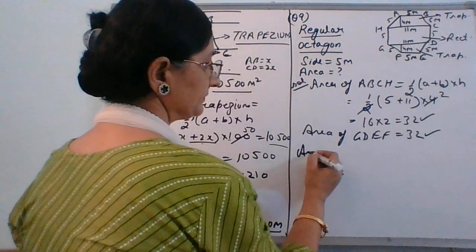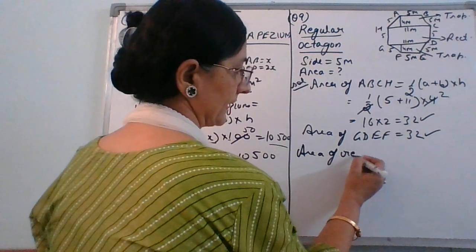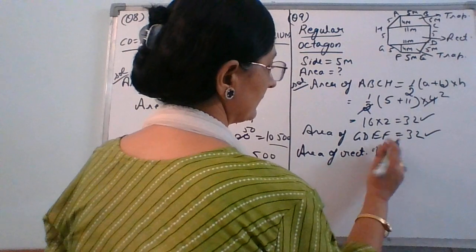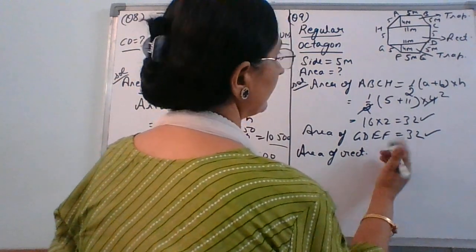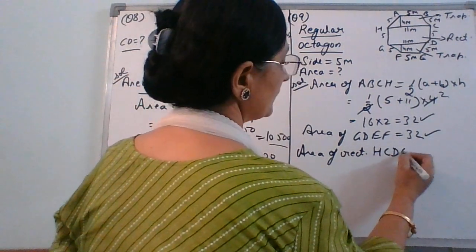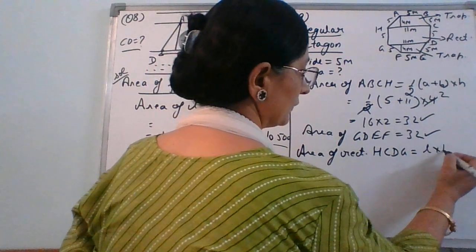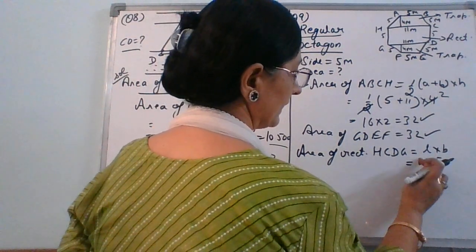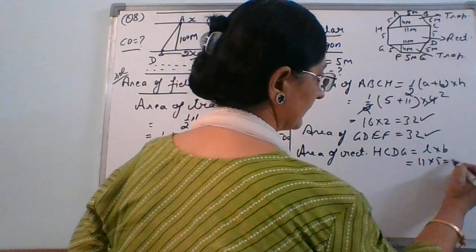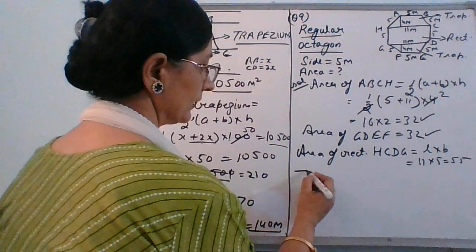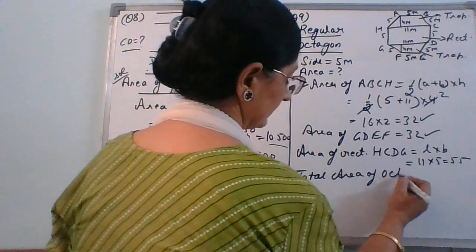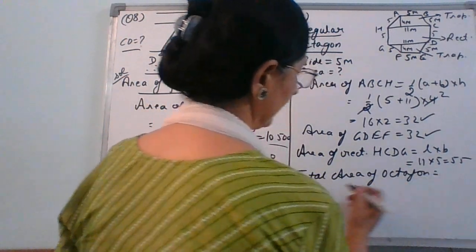Now area of rectangle, बीच का rectangle है. Rectangle is HCDG and that rectangle means length into breadth. Area length breadth होता है. What is length? 11. What is breadth? 5. So 11 into 5 that is 55. So अब आपको क्या करना है? Total area निकालना है फिगर का. Total area of octagon. So आपका क्या होगा?